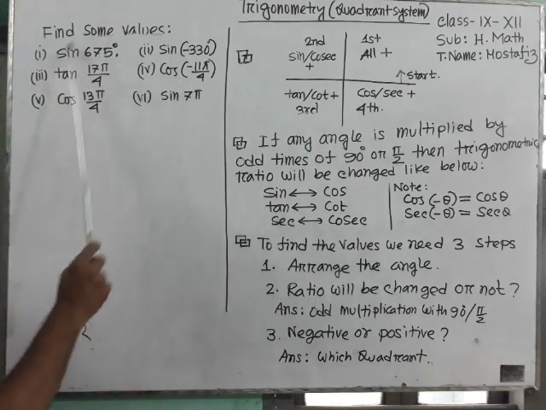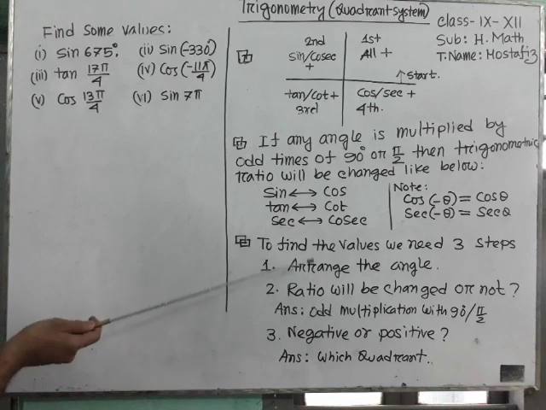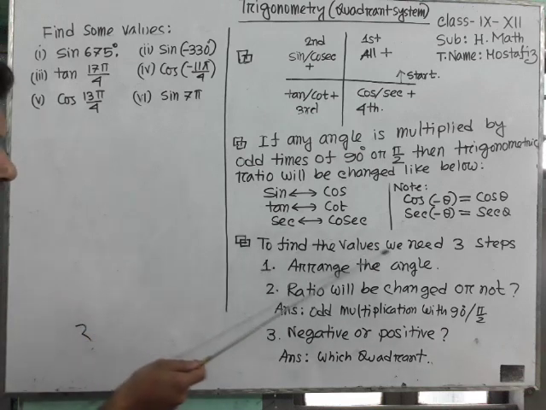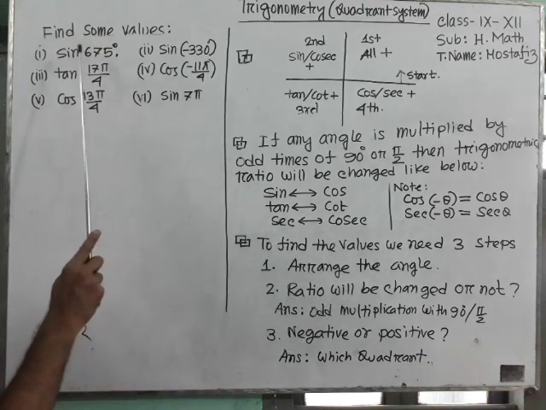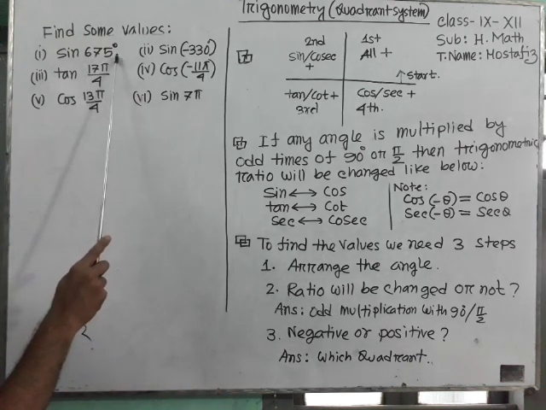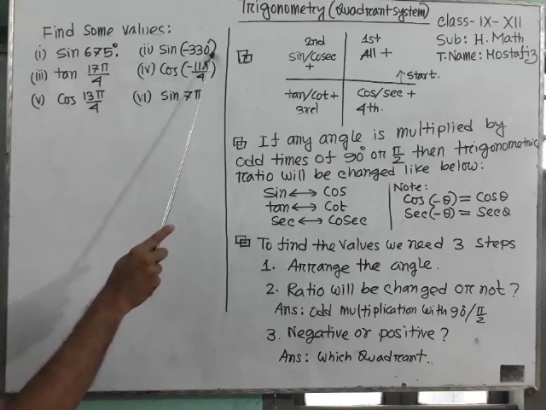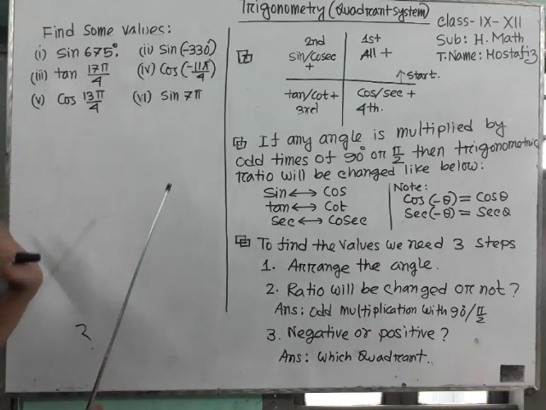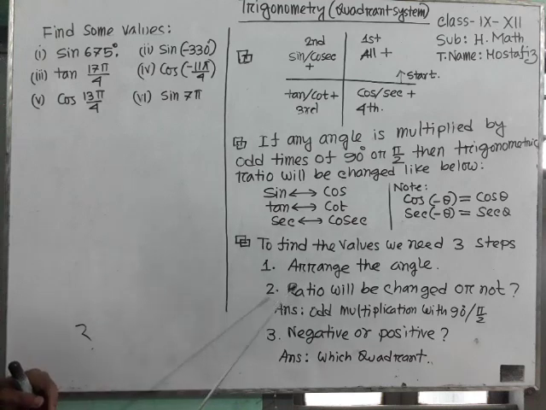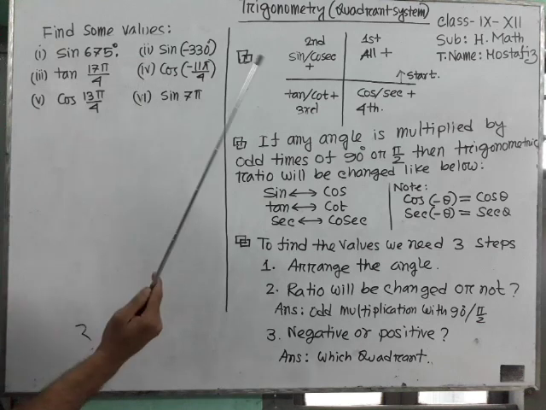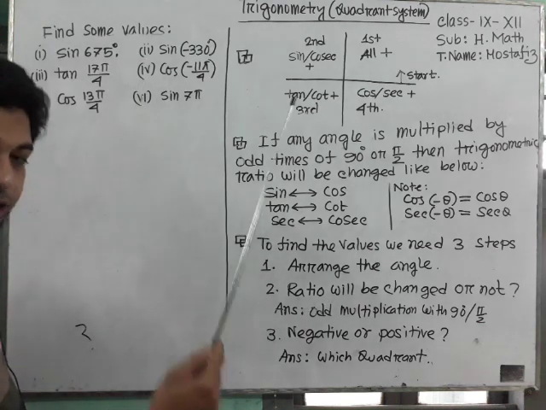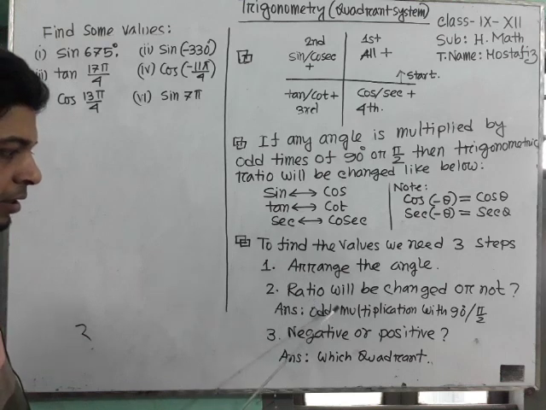If you want to find out this type of values, then you need to go through 3 steps. First of all, you have to arrange the angle. Here you have been given 675 degree, minus 330 degree, and like this. You just have to arrange the angle. And second, you have to think about a question: will the ratio be changed or not? Suppose you have sine, tan, or cot, it may be changed or not. You have to decide by answering this question.